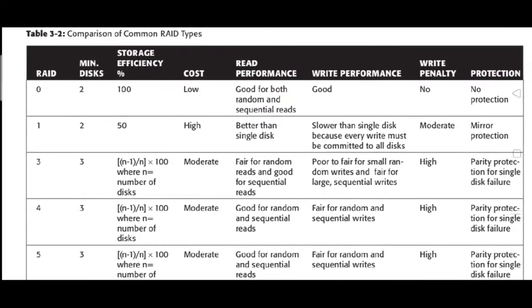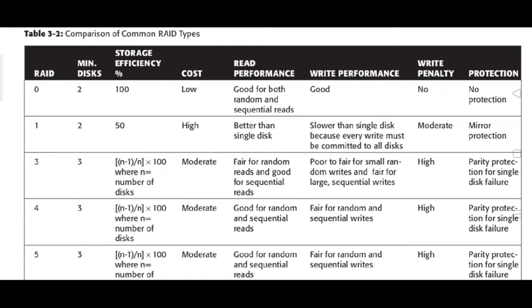Then RAID 3 is there. RAID 2 is not there, nor are the RAID configurations 1 plus 0 as well as 0 plus 1 in this table. RAID 3 we have. The minimum number of disks required for RAID 3 is 3, because striping is a must.